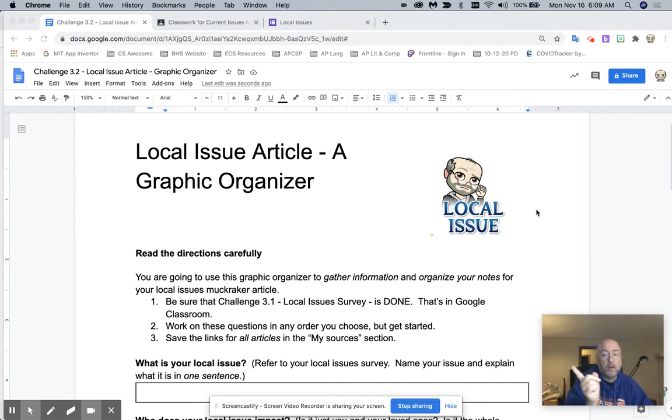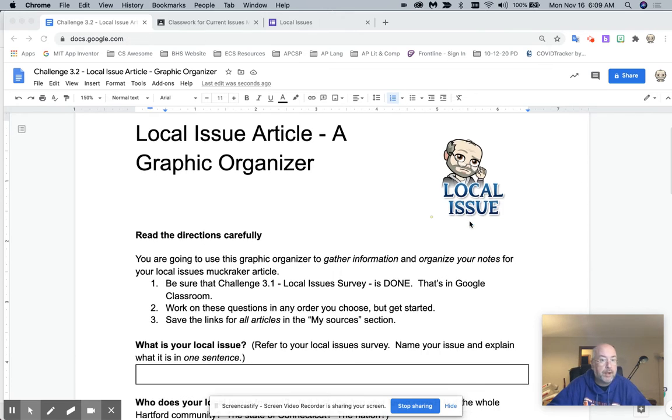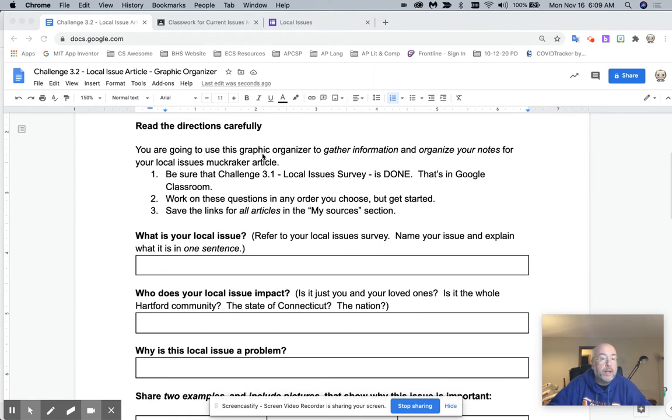You'll see it. Oh, sorry, I'll point this way. You're going to see it right here, and then you're going to also see it in terms of your organizer below. So here's how you're going to proceed. Let's read the directions carefully. I'll read them together. You are going to use this graphic organizer to gather information and organize your notes for your local issues muckraker article.